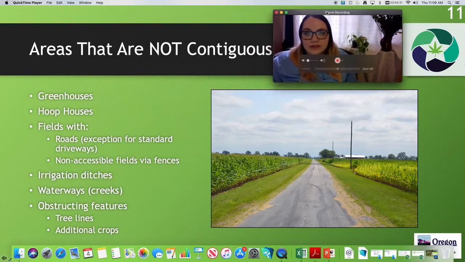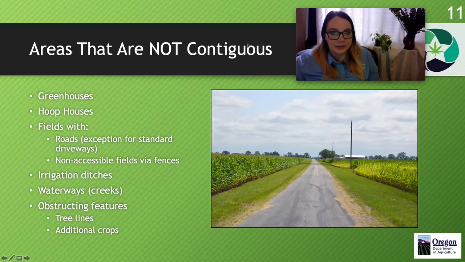Okay, let's go over some areas that are not considered contiguous. Greenhouses. So one greenhouse is one production area. Do not combine multiple greenhouses and test them as one production area. That's actually happened a lot. And don't combine a greenhouse and a field.